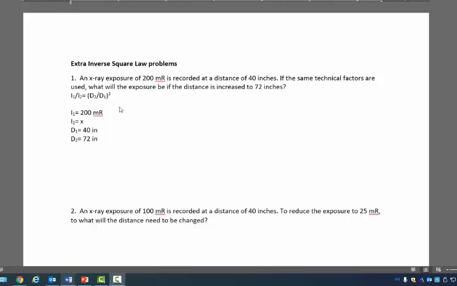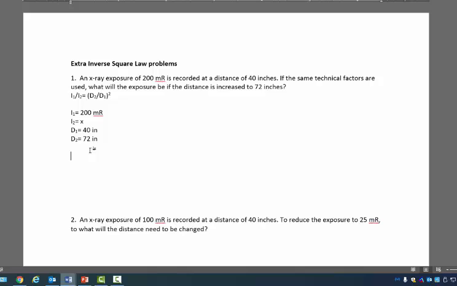Here's your formula. I1 over I2 equals D2 over D1 squared. Just to make sure I have all my plugins right, I like to identify, of course, the first intensity is 200. We don't know the second one, that's what we're looking for. The first distance they give you is 40, the second is 72. So let's go ahead and set this up.